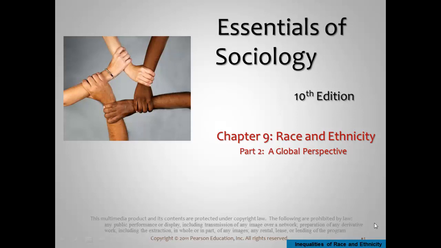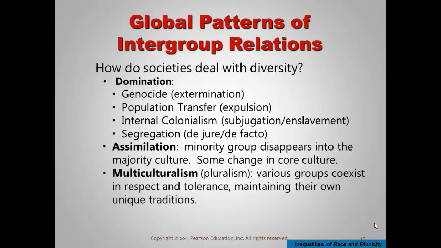In part two of this week's discussion on race and ethnicity from the Henslin text, that's chapter 9, we're going to look at more of a global perspective about race and ethnicity. Although I have to tell you, that's probably a misnomer for this section, because really what we're looking at is the United States as it relates to different populations that have come from around the globe. But we'll talk a little bit about that as we go along.